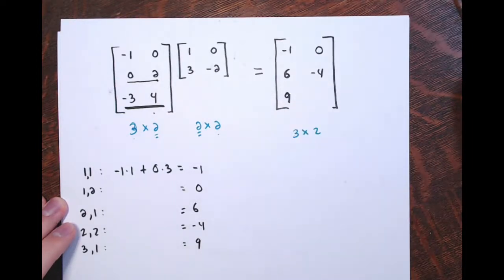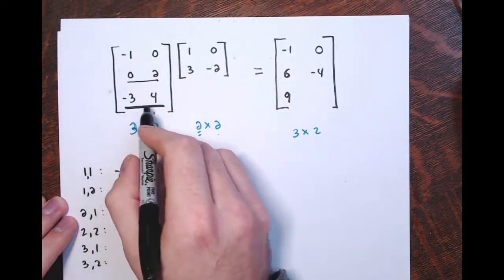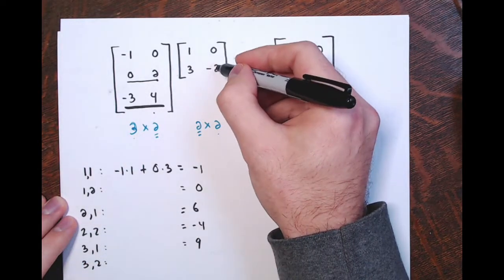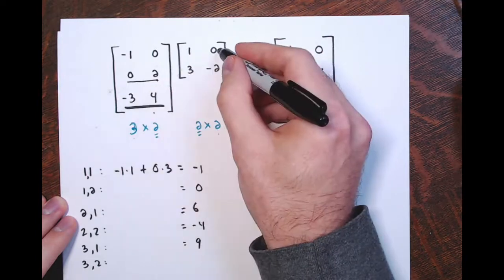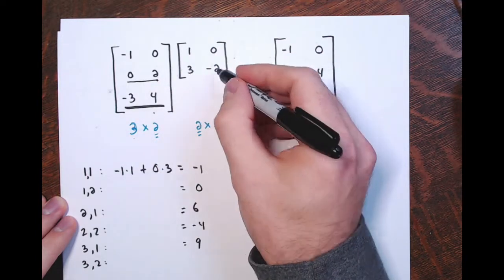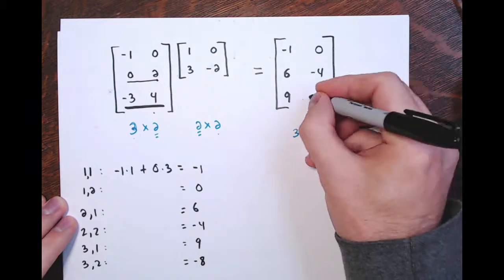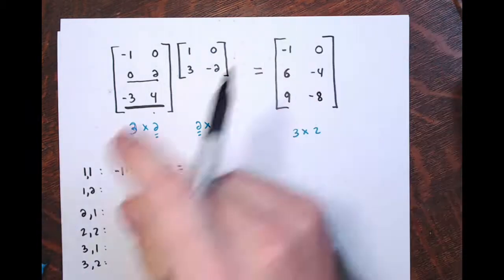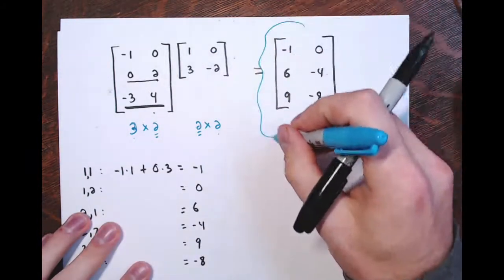9 there. And then finally, third row, second column. Third row on the left with the second column on the right. Negative 3 times 0 is 0. 4 times negative 2 is negative 8. 0 plus negative 8 is negative 8. All right, and then there's your resulting product. Here's the product of these two matrices.